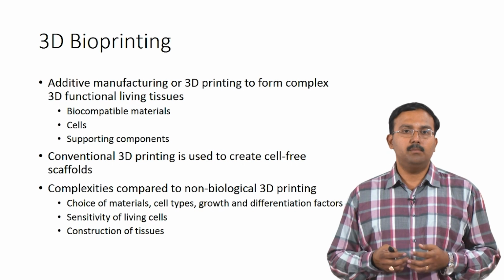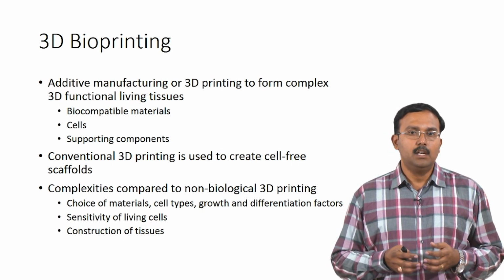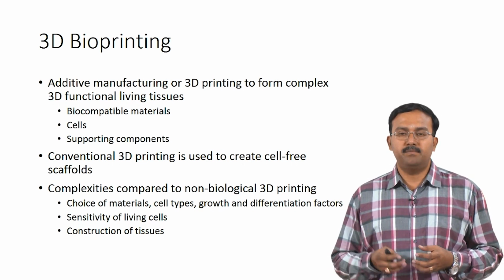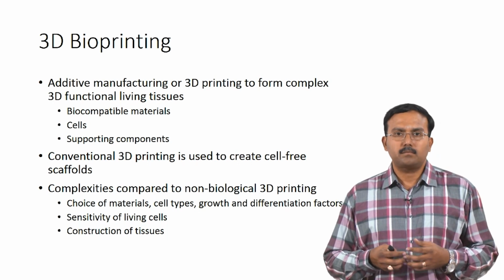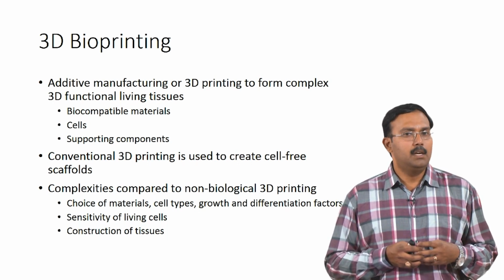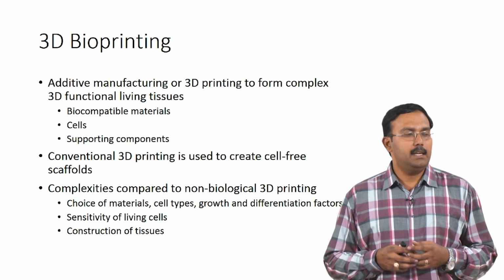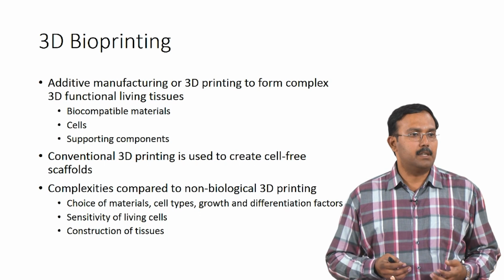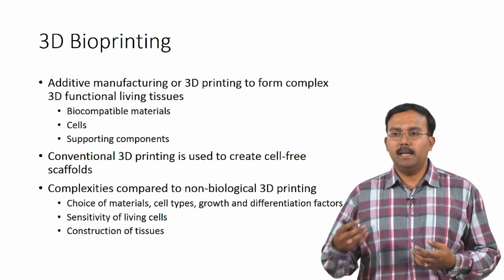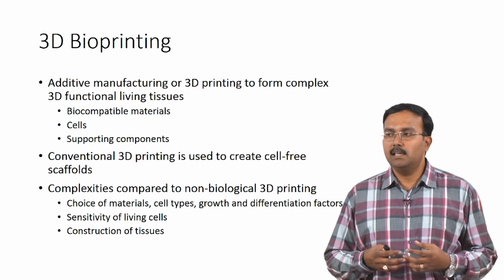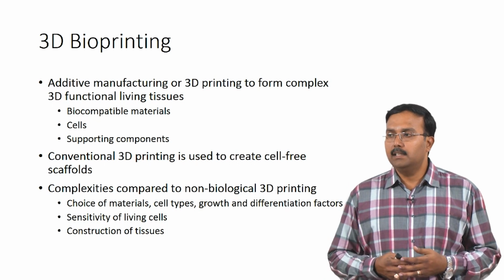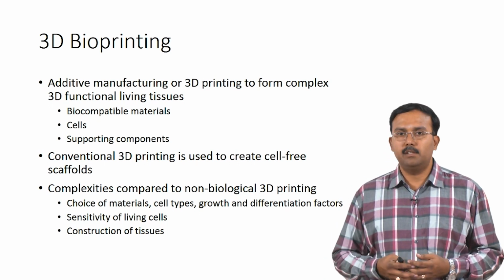This is an additive manufacturing or 3D printing technique to form complex functional living tissues. It would include a biocompatible material which is used along with the cells, and you might even add supporting components. For example, growth factors could be blended along with the material and the cells, and you could print it along with that. It is possible to do that. People have tried to do that.